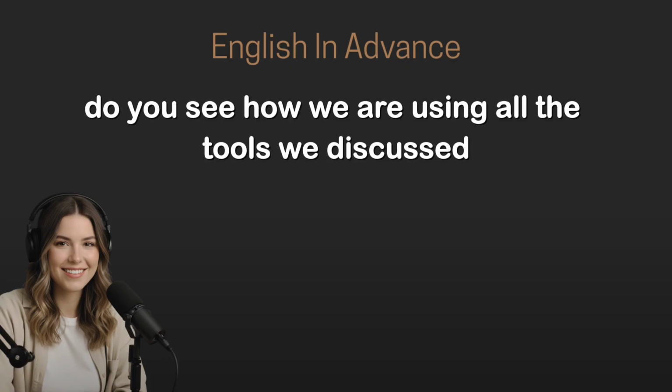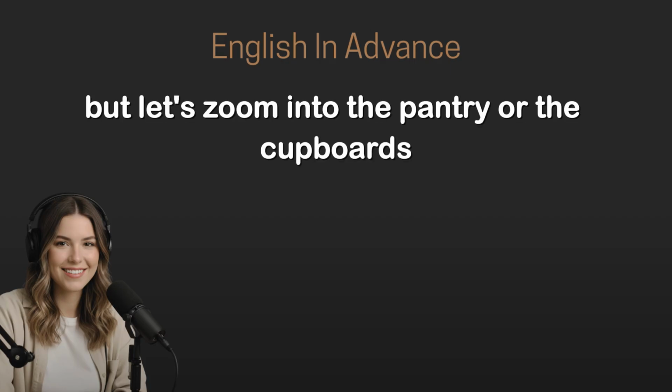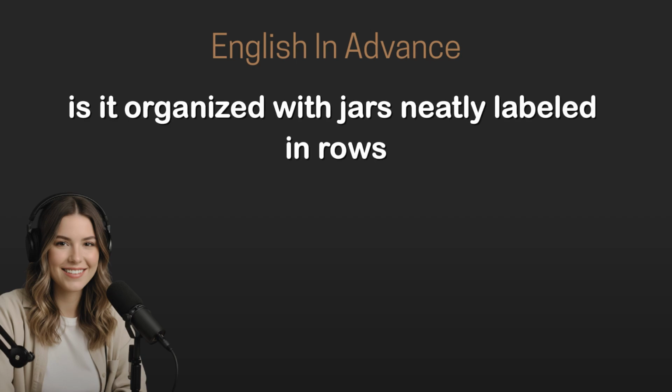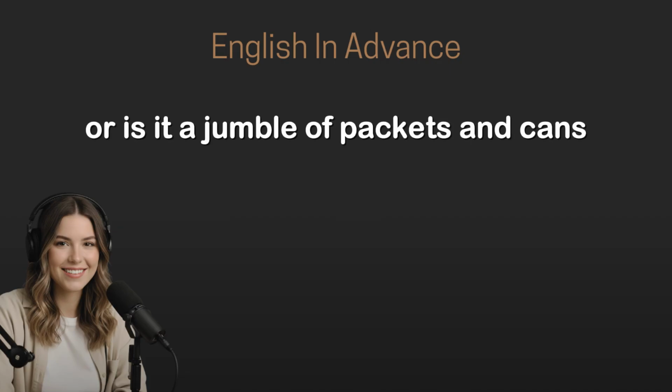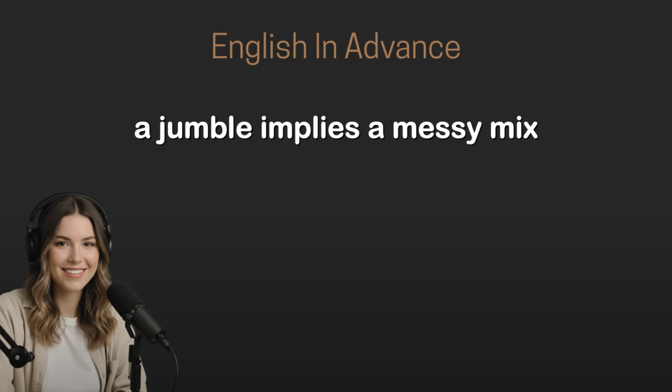Do you see how we are using all the tools we discussed? Sight, sound, smell, touch, and prepositions. But let's zoom into the pantry or the cupboards. What is inside? Is it organized with jars neatly labeled in rows? Or is it a jumble of packets and cans? A jumble implies a messy mix.